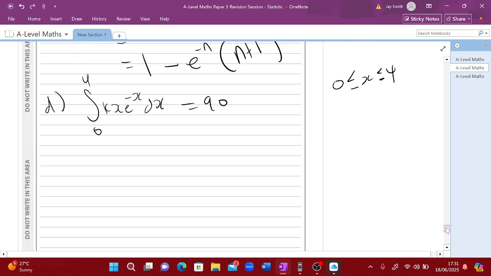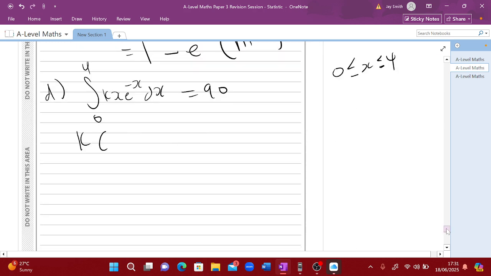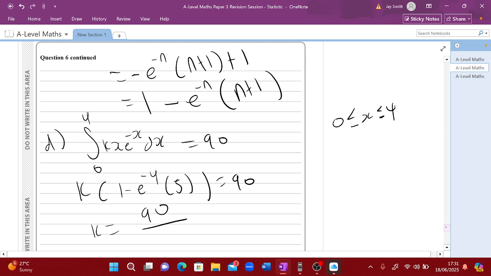But we know what the integral of x e to the minus x is. So if we bring a k out, that's going to be k times the integral between 4 and 0. We know from what we just did what the expression is in terms of n. So if we plug in n is 4 for our upper limit, that's going to be k lots of 1 minus 5e to the minus 4, because n plus 1 is 5. That has to equal 90. Therefore, k is going to be 90 over 1 minus 5e to the minus 4.